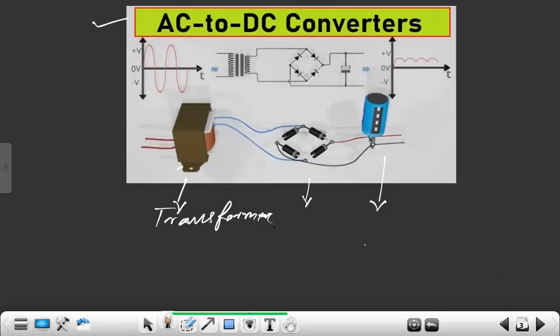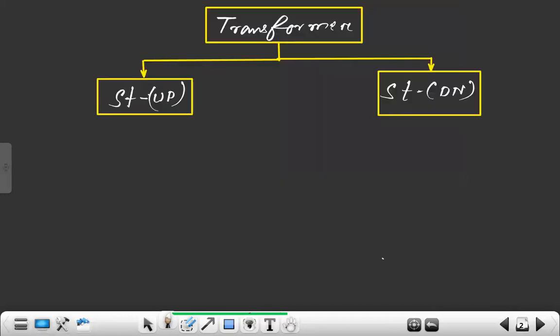And the transformer. While talking about transformers, they are basically of two types. This is type 1, this is type 2. Type 1 is meant for step up and type 2 is meant for step down. Today we are going to work with our step down transformer. Both transformers have two windings.